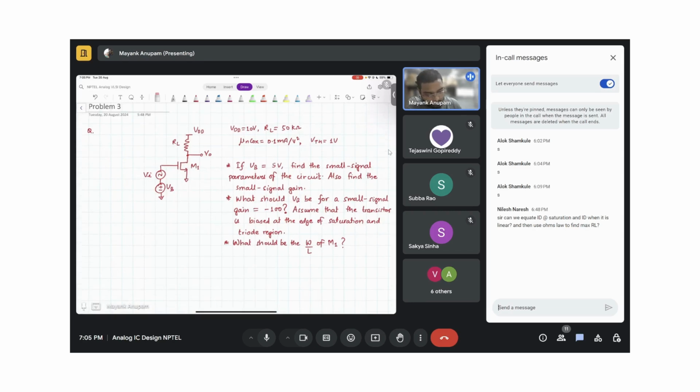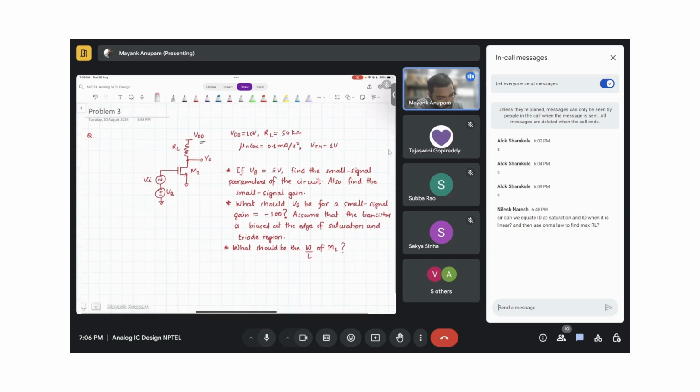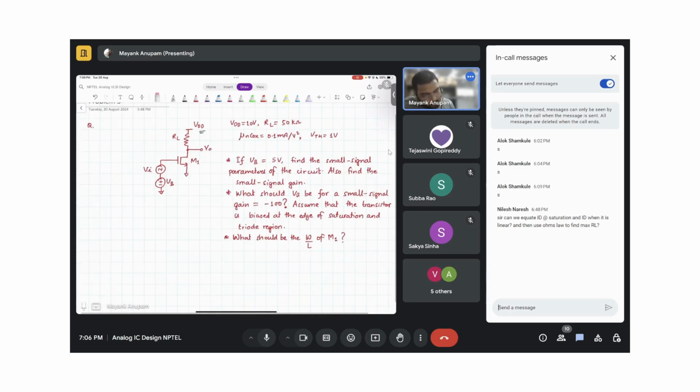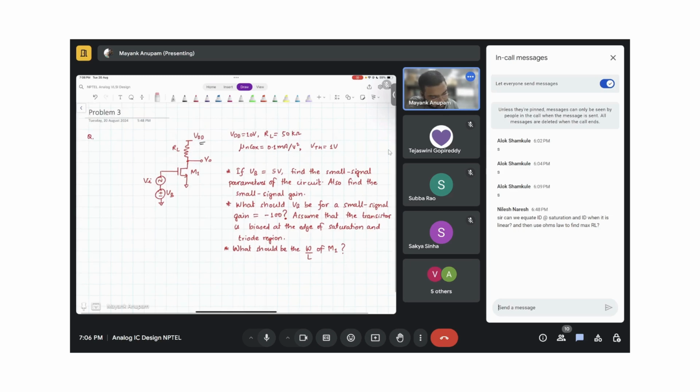Fine. So again, in this question we are given VDD equal to 10 volts, RL equal to 50 kilo ohms. Mu and Cox are given, and VTH is also given. All those things are given to you. Now, if VB is equal to 5 volts, that is the first question, then find the small signal parameters of the circuit.